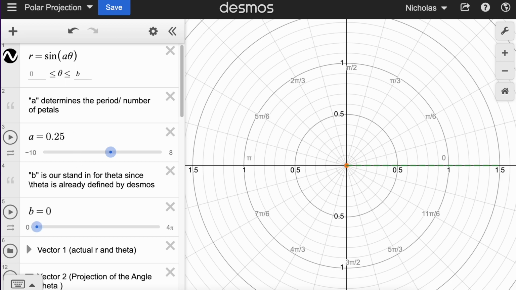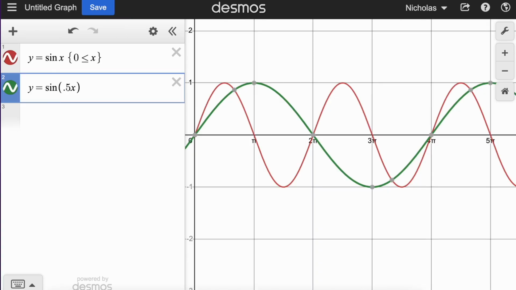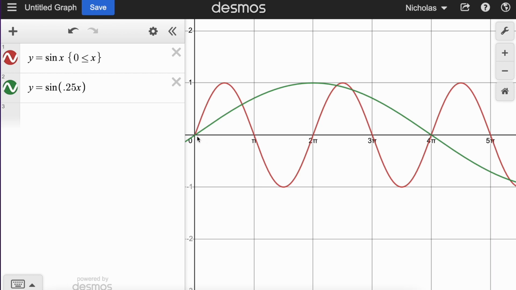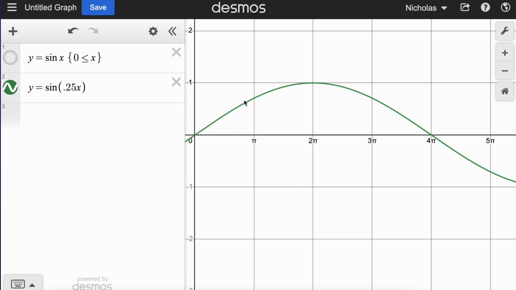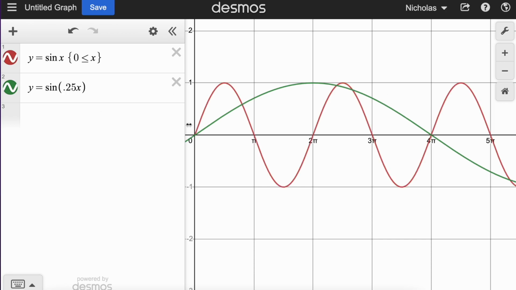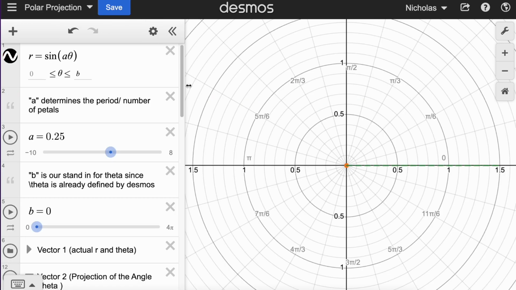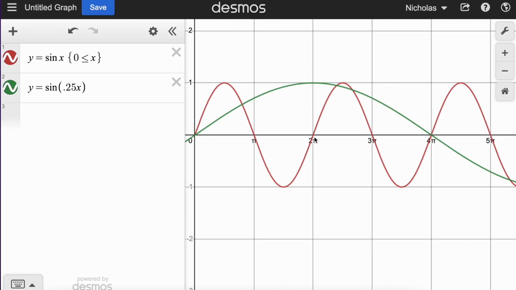With 0.25, let's try it on this graph. Notice that it takes me all the way from 0 to 4 pi to complete my positive portion of the graph. So the portion that normally takes 0 to pi, since I'm taking 1/4 of my angle, is now going to take from 0 to 4 pi to complete. So I'm going to be positive the entire time, meaning my r is going to be in the same direction. I should expect my max value at 2 pi of 1.